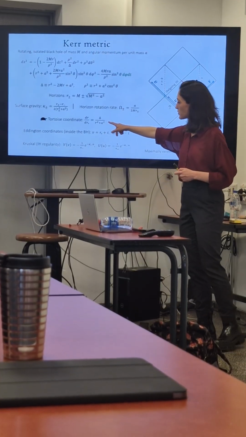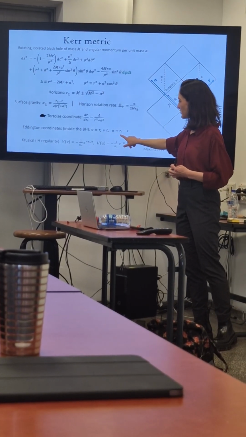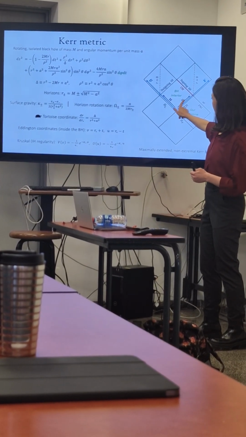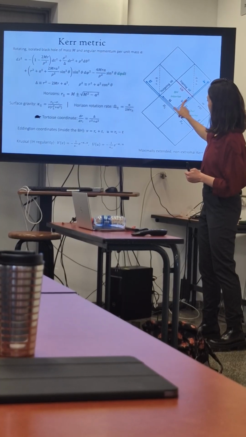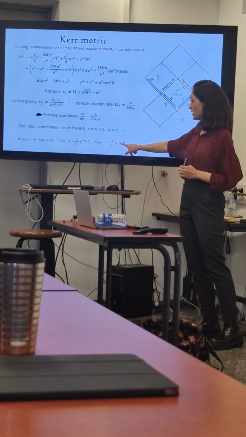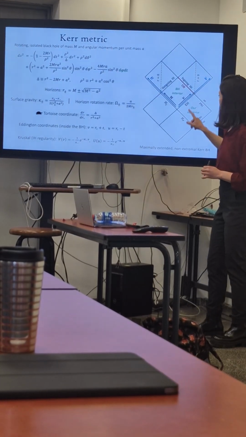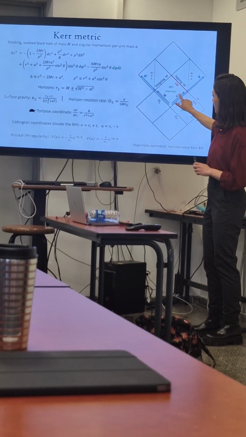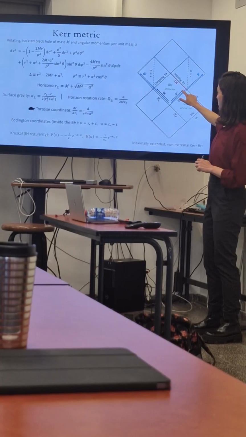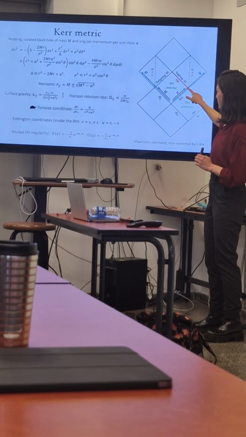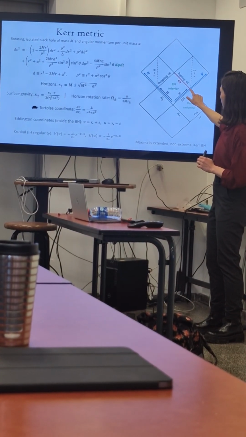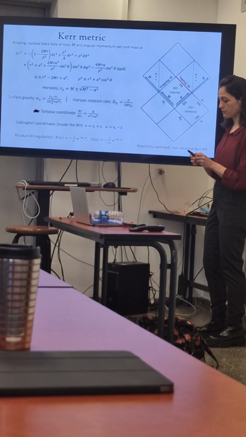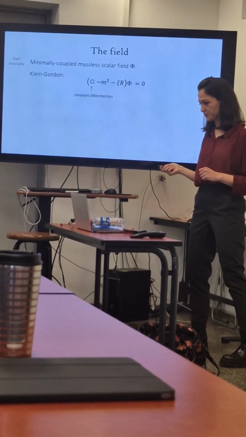There's the tortoise coordinate, and then Eddington coordinates, which inside the black hole go in these directions. And there are Kruskal coordinates, which show the inner horizon regularity. This Eddington V, for example, reaches infinity at the Cauchy horizon, but the Kruskal V is 0 here, and it is a regular coordinate at the Cauchy horizon.